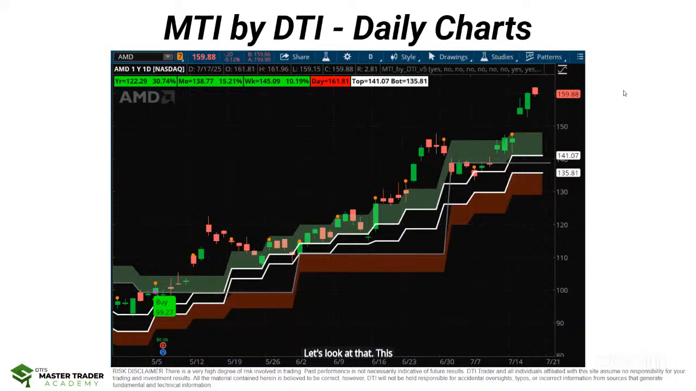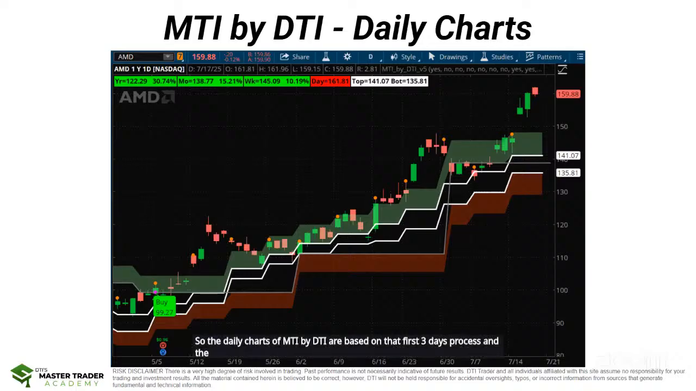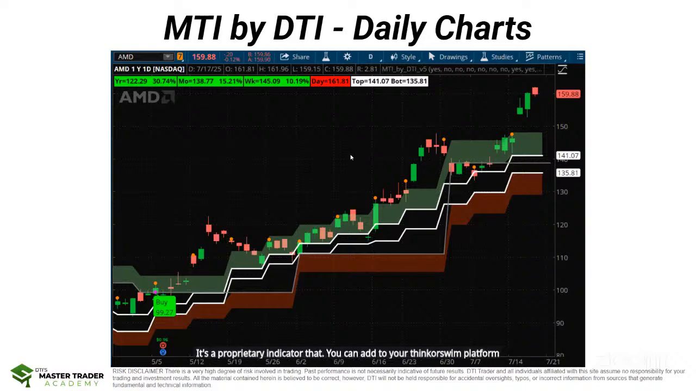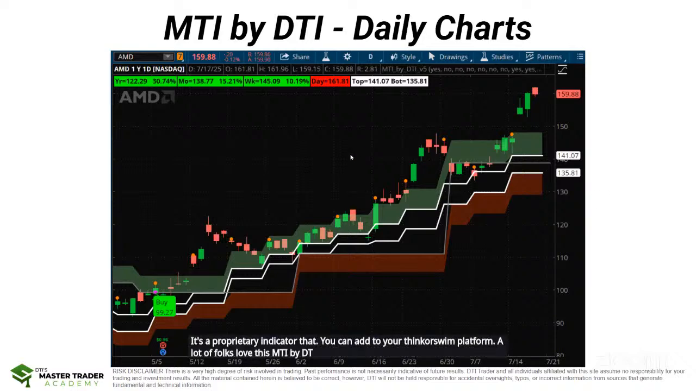This is a daily chart of AMD. As long as AMD continues right above those white MTI lines and the gray month open, AMD stock will stay strong. You can see here it's very strong. So the daily charts of MTI by DTI are based on that first 3 days process and the week start process that we just talked about. It's a proprietary indicator that you can add to your Thinkorswim platform. A lot of folks love this MTI by DTI with how simple it is.